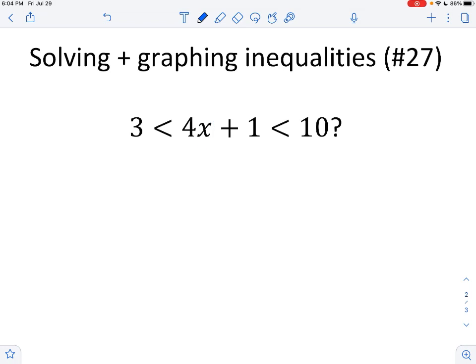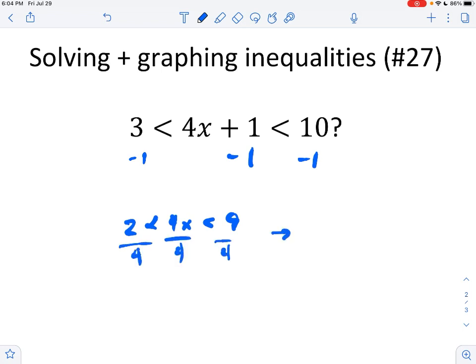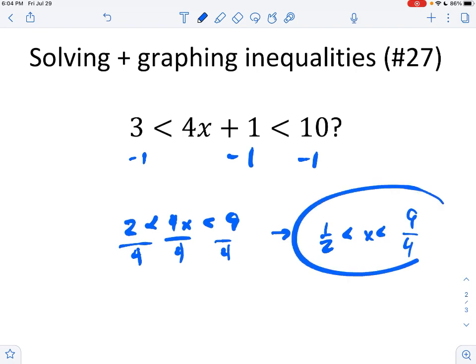So the key is I want to isolate x. So let's start by subtracting 1 from all 3 sides. So we get 2 is less than 4x is less than 9. And then the last thing that's happening with x is it's being multiplied by 4. So divide all sides by 4. Okay. That turns into 1/2 is less than x is less than 9 over 4. And this is your final answer.